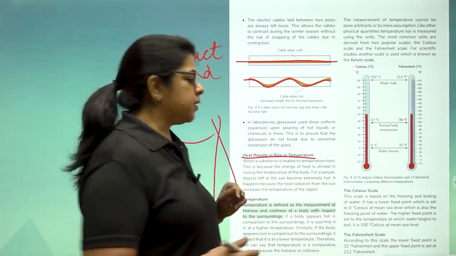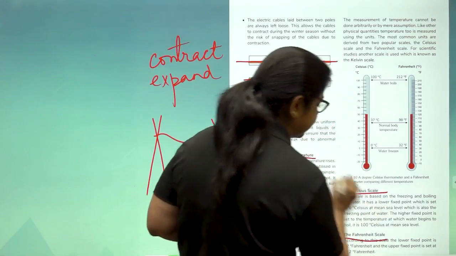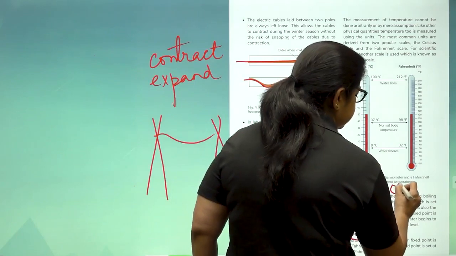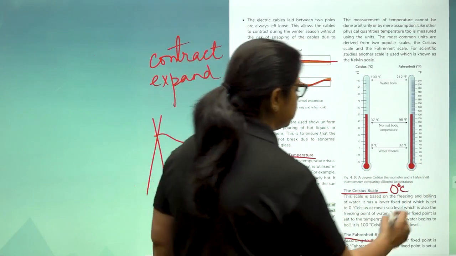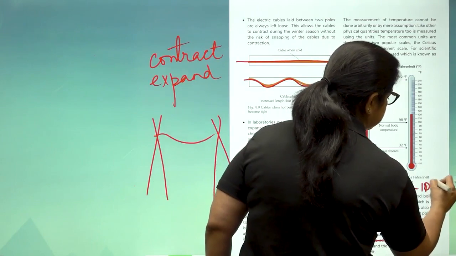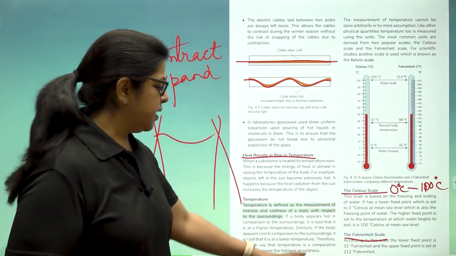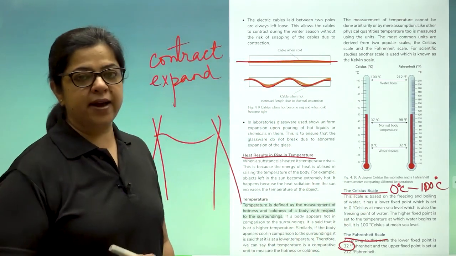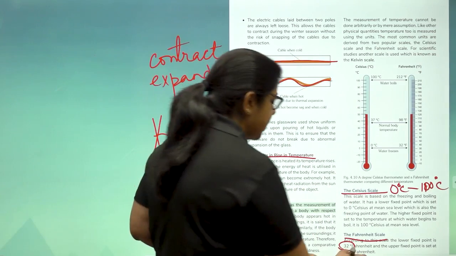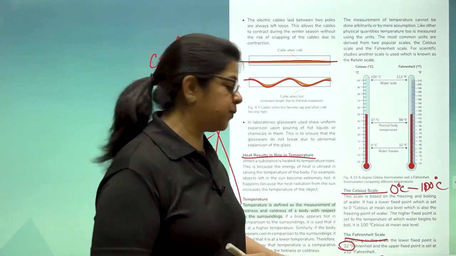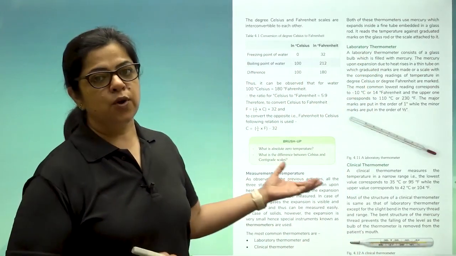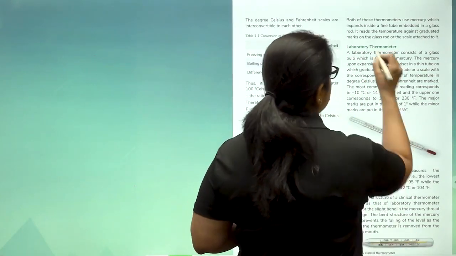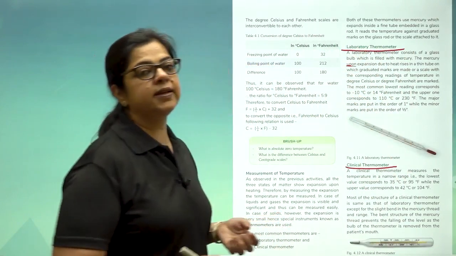Now it is important to understand that there are two scales, the Celsius scale and the Fahrenheit scale. In the Celsius scale, 0 degree is the lowest temperature and 100 degrees is the temperature of boiling water. Whereas in the Fahrenheit scale, the lower fixed point is 32 degrees Fahrenheit, which is the freezing point of water, and 212 degrees Fahrenheit, which is the boiling point of water. So there are two kinds of thermometers. One is the clinical thermometer and the other is the laboratory thermometer.